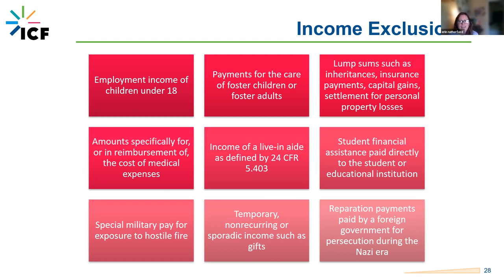First, any exclusions would be any employment income for children under 18. For example, if there is a high school age student in the household under age 18 and they have a part-time job, their income would not be calculated towards the overall household income. Also excluded are payments that a household receives for the care of foster children or foster adults. You would also exclude any lump sum payments such as inheritances, insurance payments, capital gains, and settlements for personal property losses.